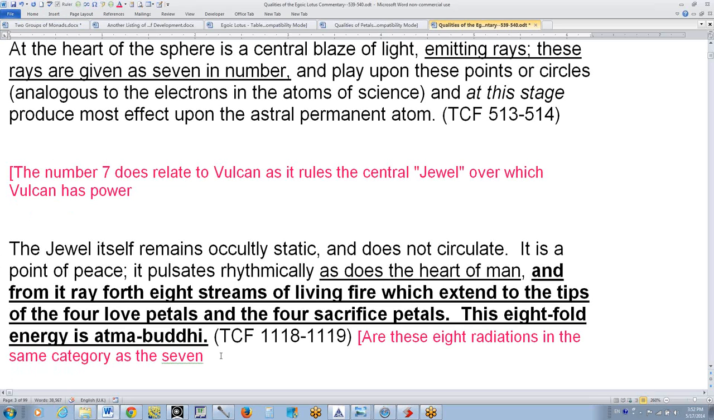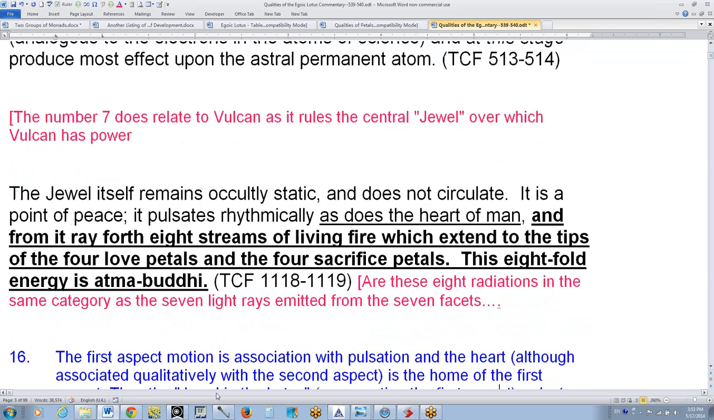As the 7 light rays emitted from the 7 facets. Maybe not. There is definitely a numerical discrepancy, but we do know structurally the jewel is 7-fold. And one begins to wonder about these 8 streams of living fire. Why 8? And are they of the same order as the light rays which emanate from the same facets? Well, we can't answer that yet.